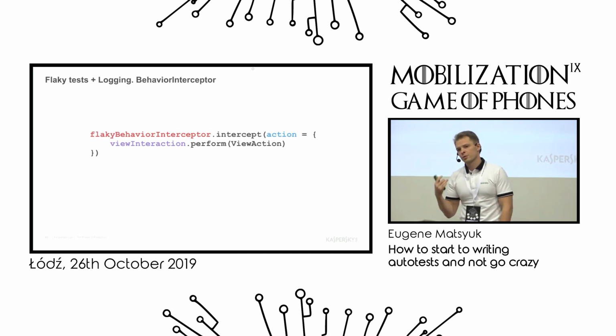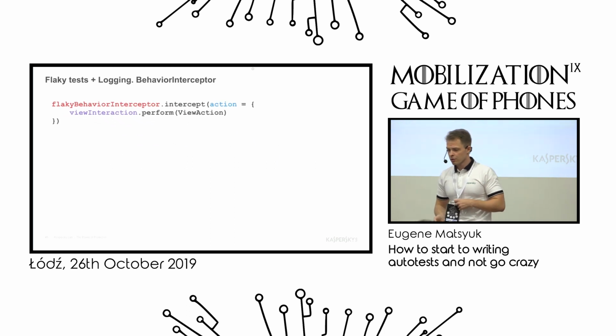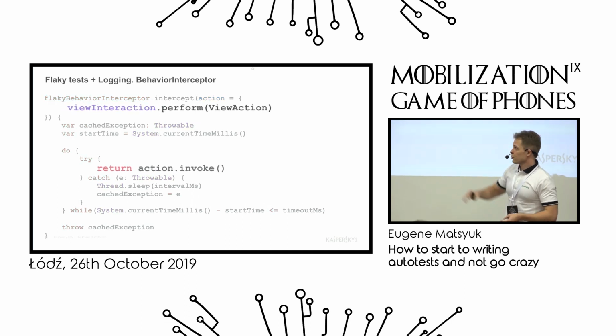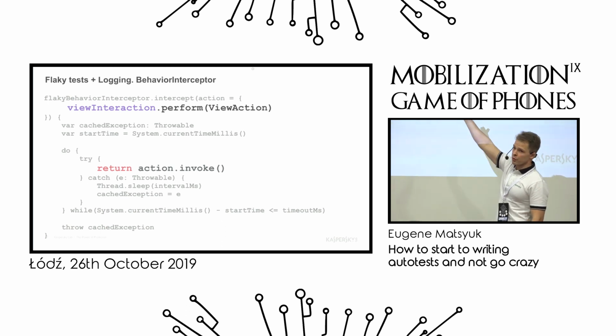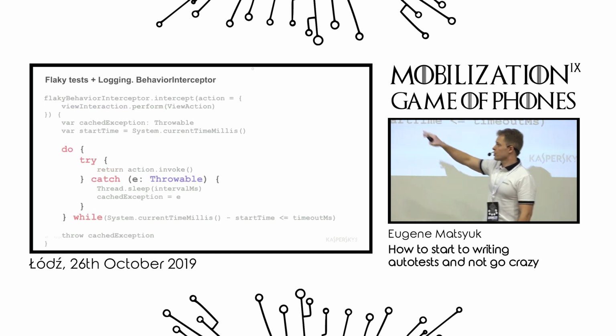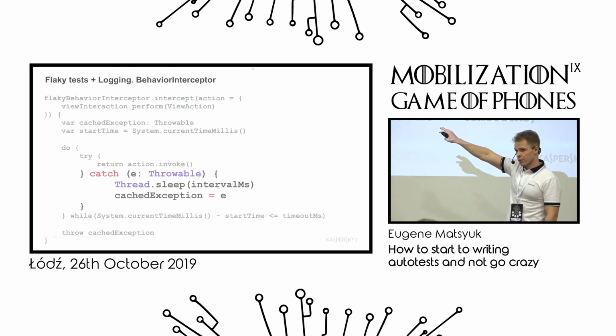And the first implementation of behavior interceptor is the flaky behavior interceptor. So see the draft of the flaky behavior interceptor implementation like this. And we're going to consider it in detail, don't worry. So first of all, you see that we just call our initial action. It's the ViewInteraction perform method. Okay. This call is wrapped by try-catch and do-while. In case of error, we try to repeat the failed action after some interval.